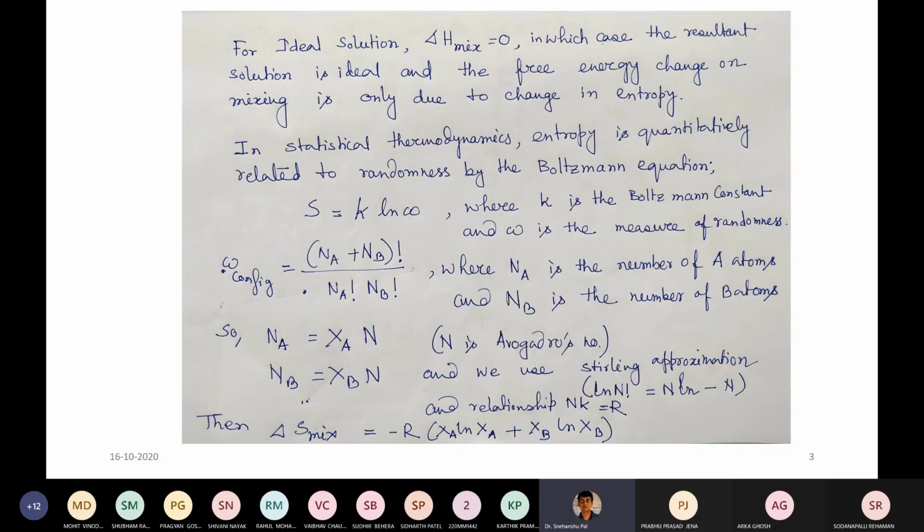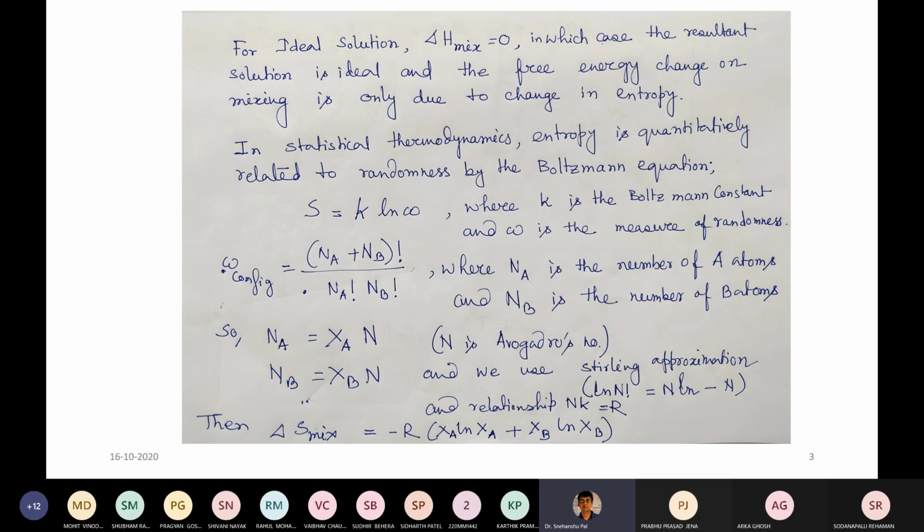Now, if you go for an ideal solution, del H mix equals 0. What does that mean? Del H mix equals 0 means that the A atom and B atom, in a binary solution, which is what we consider for today's discussion, are neither attracting nor repelling each other, because there is no repulsion force and no attraction force between A and B. They are very neutral to each other. There is no attractive force between A and B, no repulsive force.